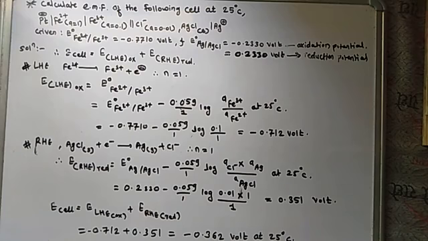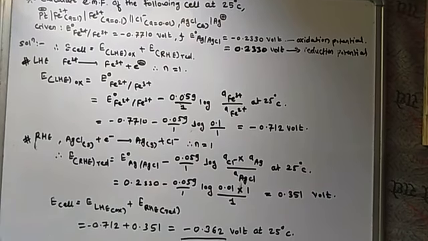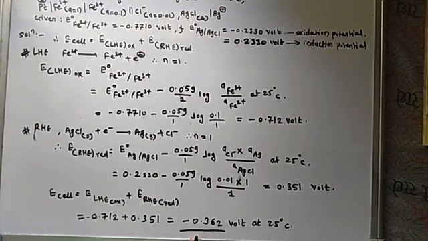It means that this cell reaction is non-spontaneous. If the potential obtained is positive, the reaction is spontaneous, and if the potential is negative, the cell reaction is non-spontaneous.